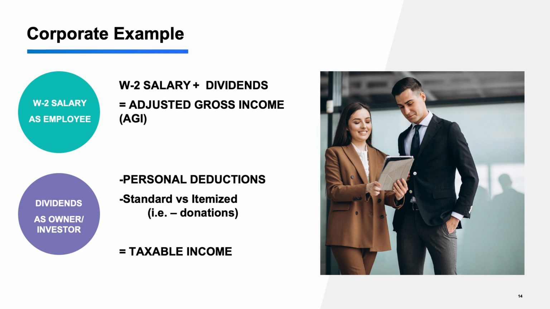That's going to help you arrive at your AGI, or your adjusted gross income. Finally, you take out your personal deductions, either standard or itemized. And of course, you arrive at taxable income, which you multiply by the tax rate. Now, many people wonder, why would you ever want a corporation?